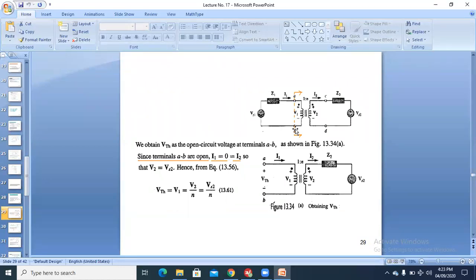So we assume that it's an open terminal. So the current I1 is 0 and we have the Vth is equal to V1, right? And this V1 is equal to V2 by N. So V2 here is Vs2. So it is Vs2 by N.